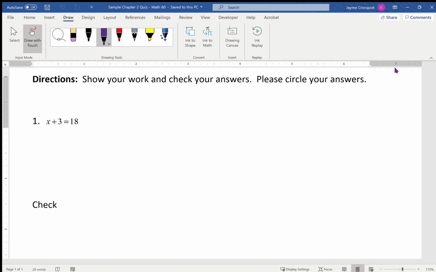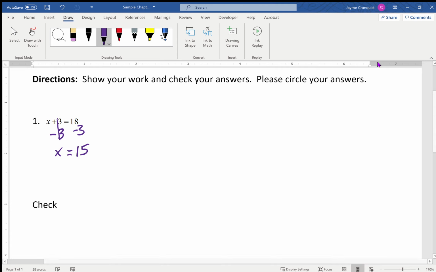Okay, so this one's pretty straightforward. We're going to subtract 3 from both sides. That makes this add to 0, so we end up with just x on the left side. 18 minus 3 is 15. Okay, now you have to check it.